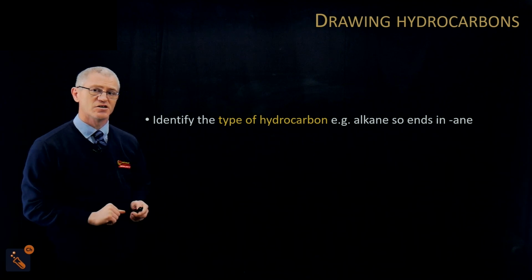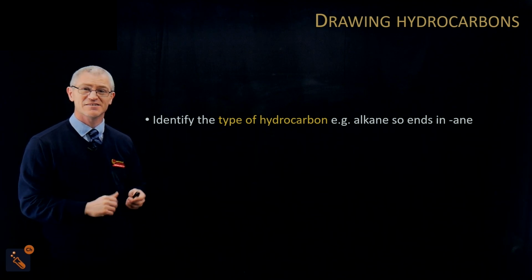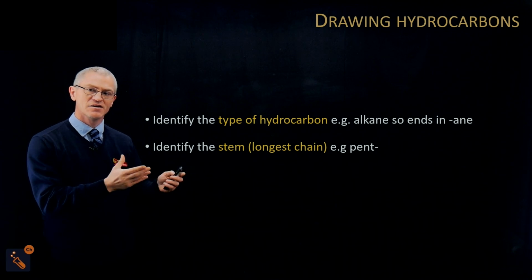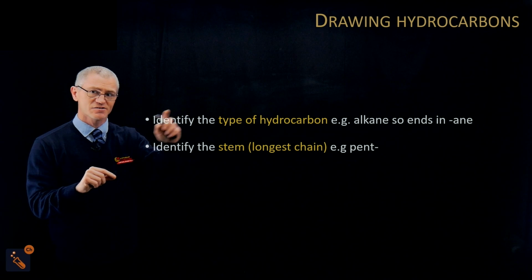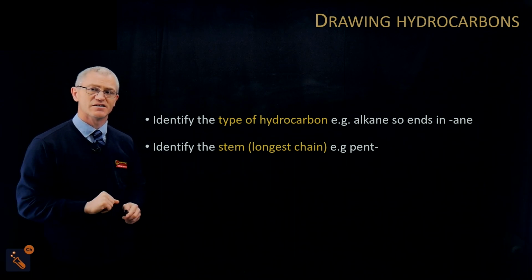So identify the type of hydrocarbon. Today it's going to be alkane, so it ends in A-N-E. Identify the stem, the longest chain. You just go along the form and say, where can I get the longest chain? Where is it? We'll do that in the examples.